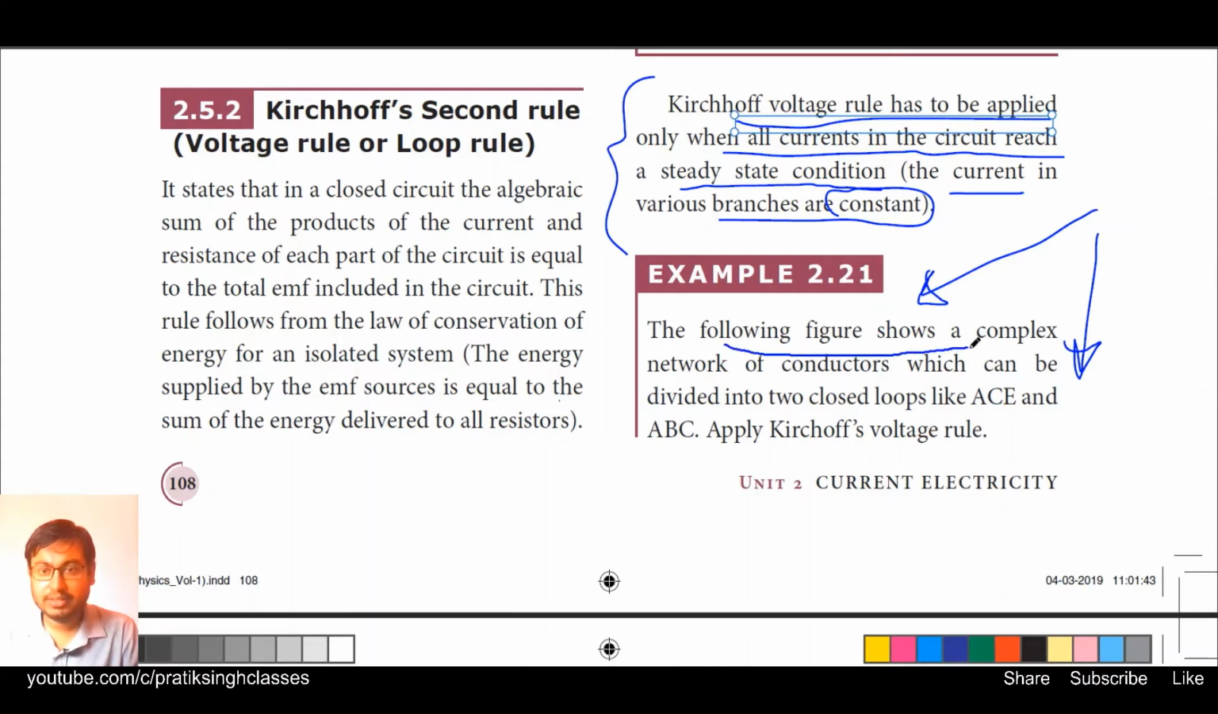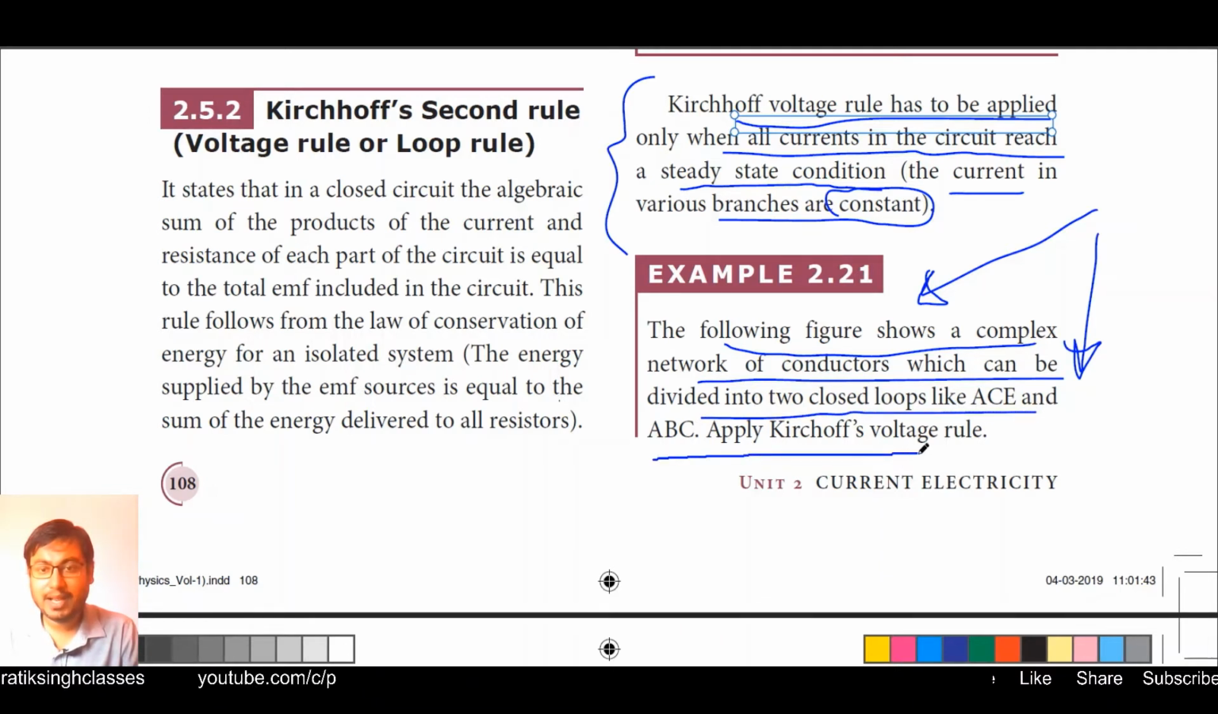The following figure shows a complex network of conductors which can be divided into two closed loops like AEC and ABC. Apply Kirchhoff's voltage rule. Very simple question. So let us start demonstrating this example 2.21.